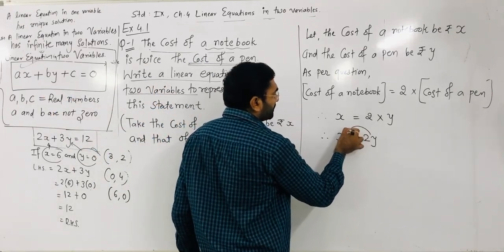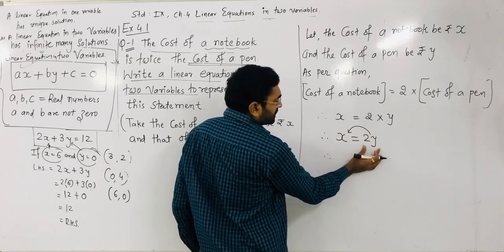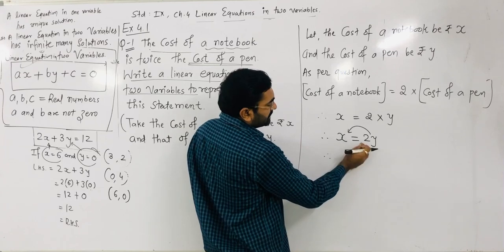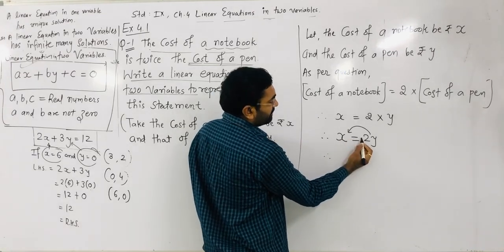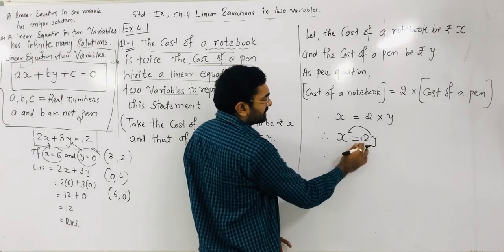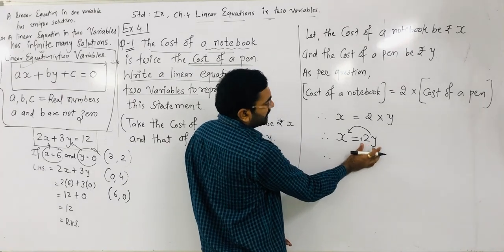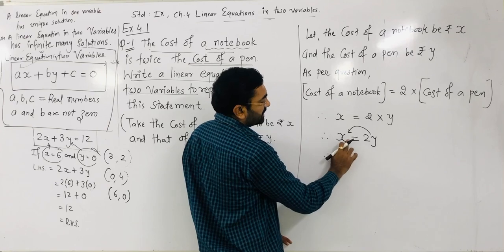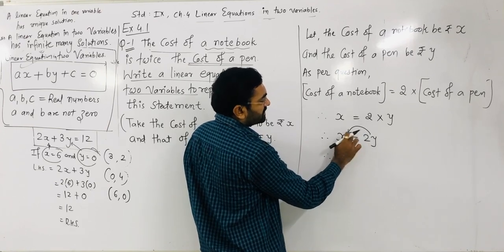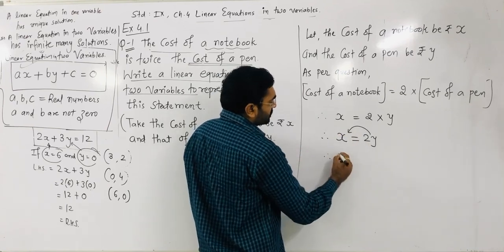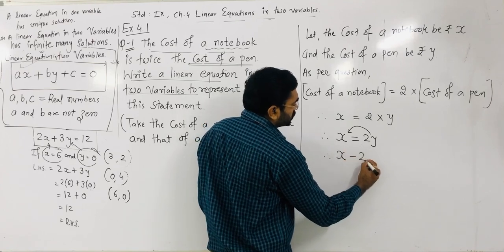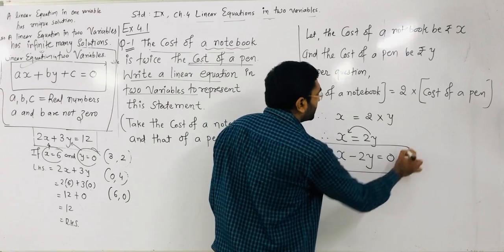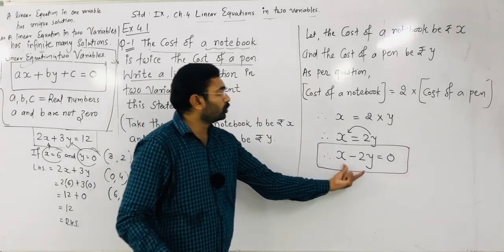Now if I want to write it in general form, we have to take the 2y to the left hand side. Whenever you take any term to the other side of the equal sign, its sign is changed. Here it is a plus sign. If no sign is given, then it is a plus sign. If you take that term to the other side, the sign changes: plus becomes minus, and if it is a minus sign, it becomes a plus sign. So here we get x minus 2y is equal to 0. That is our linear equation in two variables.